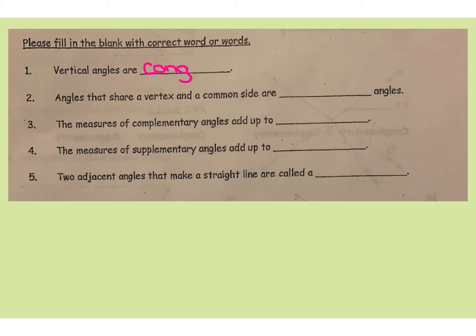How are they formed? How are vertical angles formed? By 2 intersecting lines. So if I have 2 intersecting lines, the ones that are across from each other are going to be vertical. So the 2 dots are vertical and the dashes are vertical.